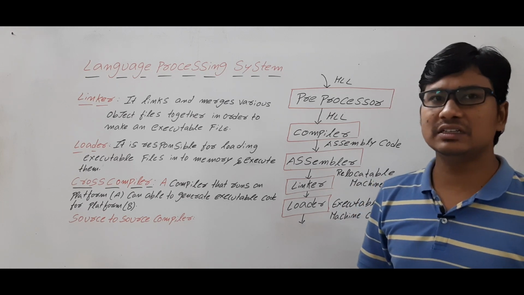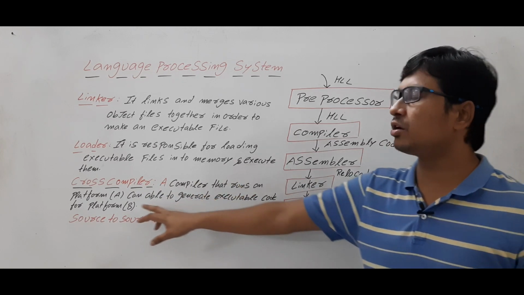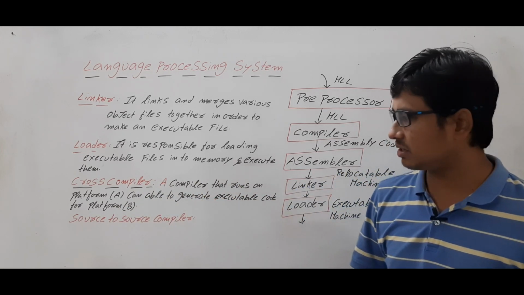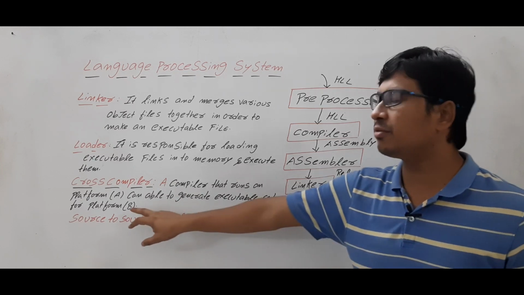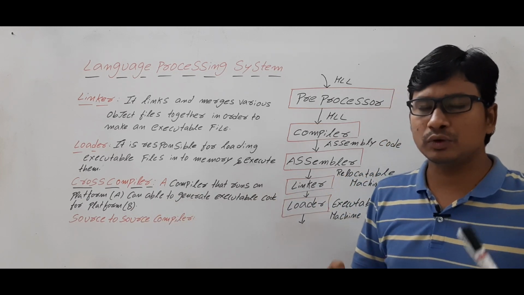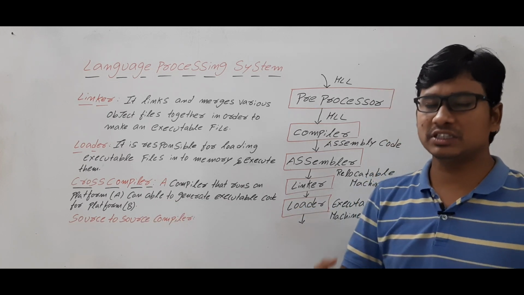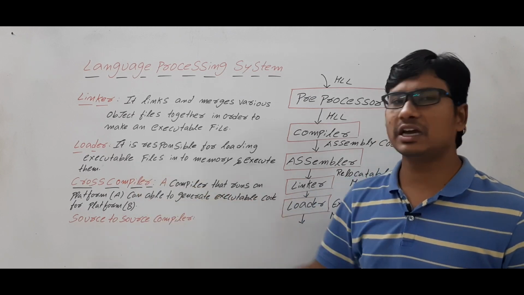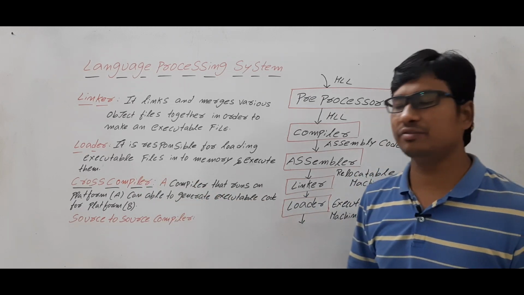So when can I say that a compiler is a cross compiler? A compiler that runs on a platform, let's take Windows 7, and is able to generate executable code for platform B. So whatever executable code you are giving, if it can execute on a Linux operating system or a different operating system, such kinds of compilers we will call a cross compiler. I hope it is clear for you.